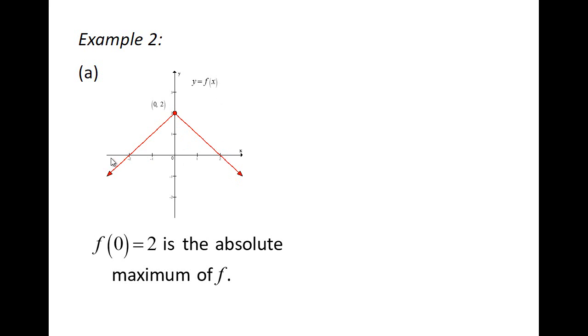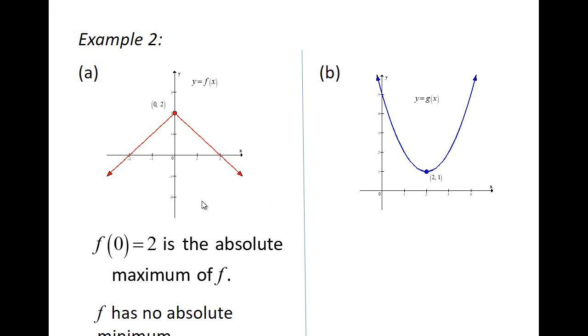Now in the entire domain of f, we don't have a global minimum, because notice that f is becoming arbitrarily large and negative, so it doesn't attain a minimum value. So f has no absolute minimum.